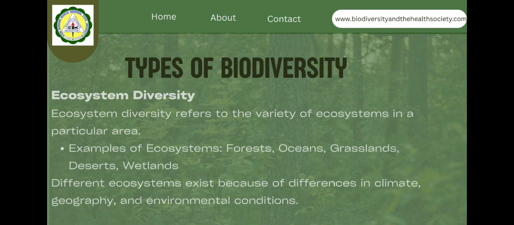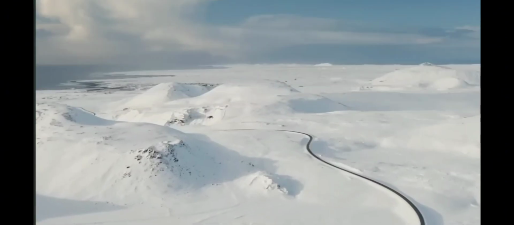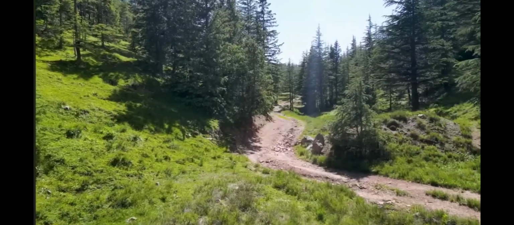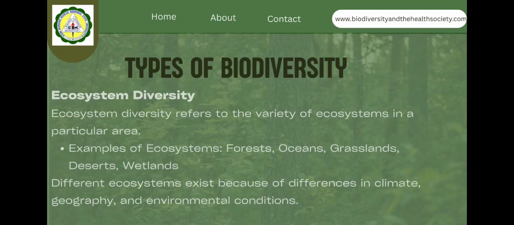Second is ecosystem diversity. This refers to the variety of ecosystems found on Earth. Ecosystems can be terrestrial like forests and grasslands or aquatic like oceans and rivers. Different regions of the world have different ecosystems because of the climate and geography. For example, temperate regions have forests that experience 4 seasons, while equatorial regions have tropical rainforests with wet and dry seasons. Arctic regions have organisms adapted to very cold temperatures. Each ecosystem supports different kinds of life.